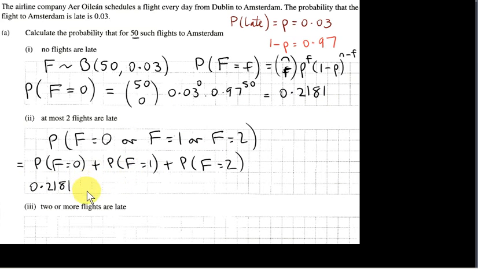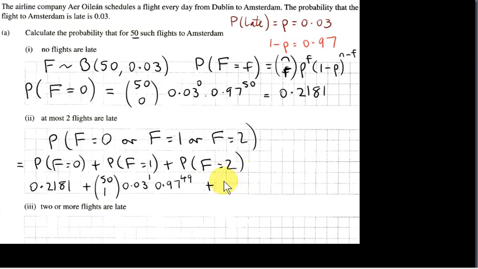Now what about the probability that f equals 1? Well, we just apply our binomial distribution formula, where little n is 50 and little f, or little r if you want to call it, is 1. So we have 50C1 times p, the probability that a flight is late, 0.03, so we just want one of the flights to be late, and we want the rest of them to not be late. The probability a flight is not late is 1 minus 0.03, 0.97, and we have 49 flights remaining. Of course, these two numbers, 49 and 1, must add to 50.